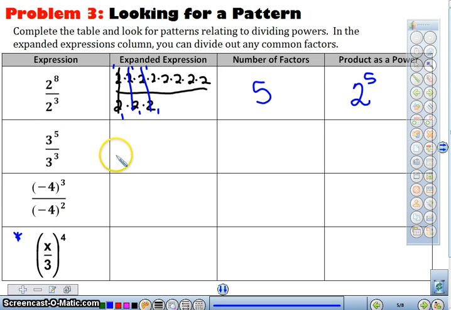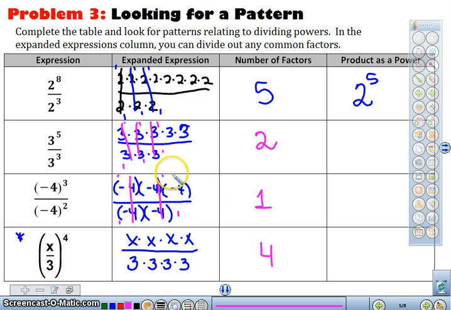I want you to try right now, pause the video again, write out the expanded form of each one, and try and look at the number of factors, and then we'll do the last column together. You've now unpaused the video. Hopefully your work looks a lot like mine. Notice down here we didn't cancel anything. We still see our 4 factors.